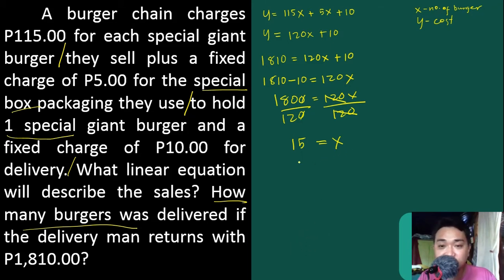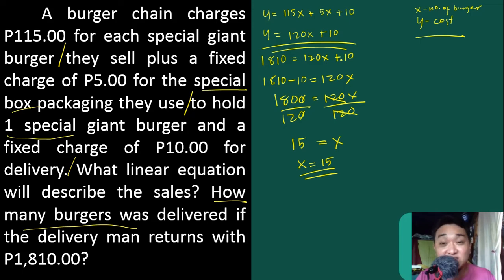So, the value of x is 15. By symmetric property, the value of x is 15. So, therefore, ang dineliver pala nung delivery man is 15 special giant burgers. Ibig sabihin, in this example, pwede rin nating malaman kung ilang items yung nilalabas. Basta meron tayong cost of merchandise at saka meron na tayong, ayan, yung pinakamahalaga at pinakaimportante sa lahat, meron na tayong linear equation. Kahit baliktarin pa yung situation, we could determine the number of items or the value of x.